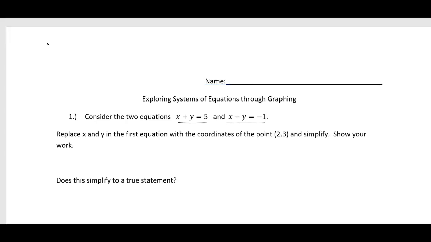There are infinite solutions to a line. Anytime you graph a line, each point on it represents a solution. Each point on this line, x plus y equals 5, would represent a solution to this equation. Each point on this line would represent a solution to this equation. And there are an infinite number of points on the line, so there are infinite solutions when you only have one.